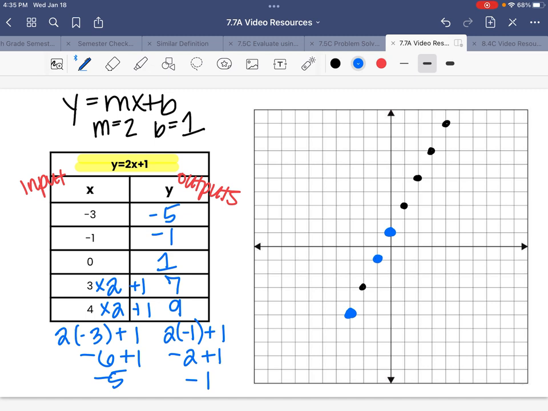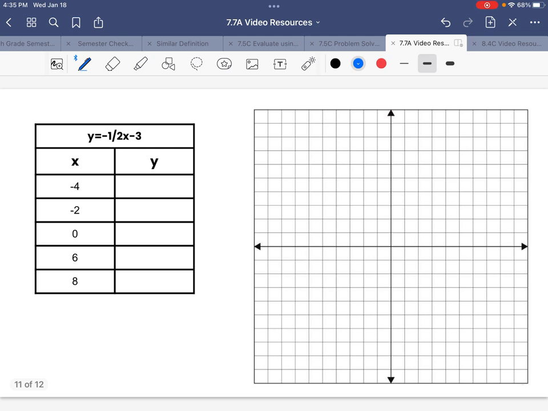So let's look at one more example. Now our given equation is y is equal to -1/2 x minus 3. And we are going to use the input values given to us. My first input value is -4, so I will replace x with -4. So -1/2 times -4 minus 3.